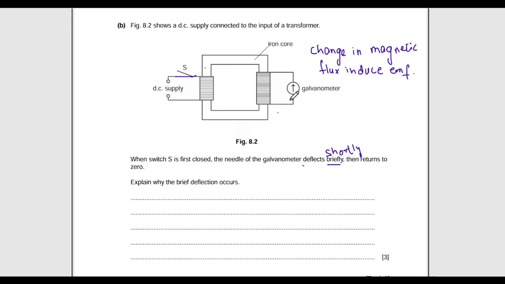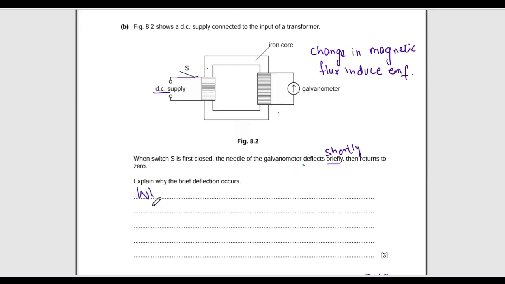But as you know, it's a DC current, okay, and it's steady. It becomes steady at some point. So when the current becomes steady, the magnetic field will also become steady, and the flux will no longer change in the secondary coil. As the flux won't change anymore, the EMF won't be induced in it anymore. So I'm just writing the answer.